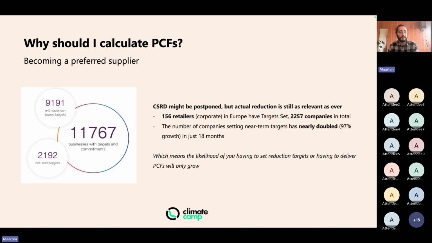If we look at the number of companies that have set near-term targets, it has nearly doubled in the last 18 months. So it's not like people are slowing down or quitting with reduction target setting. But what does that mean for you? Well, the likelihood of you having to set reduction targets will increase, and the relevance of delivering PCF data for your customer so they can calculate their reduction will also only go up.